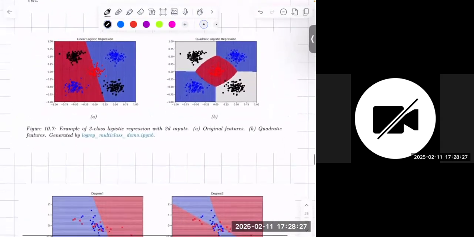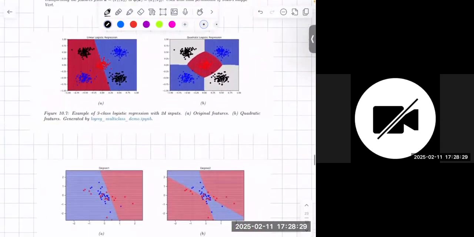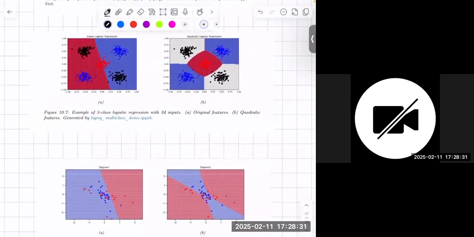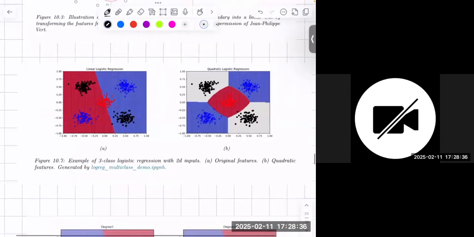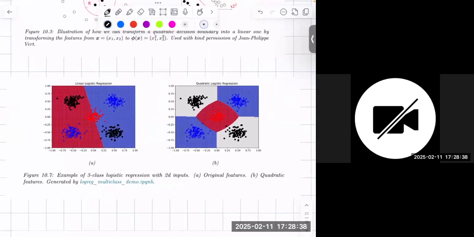Let me show you some pictures done with this dirty trick. These are pictures from your textbook. And the good thing about the book is it has the code available for every figure right there. So if you want to see the source code, you just go to your PDF and click. It's on GitHub. Decently written code.